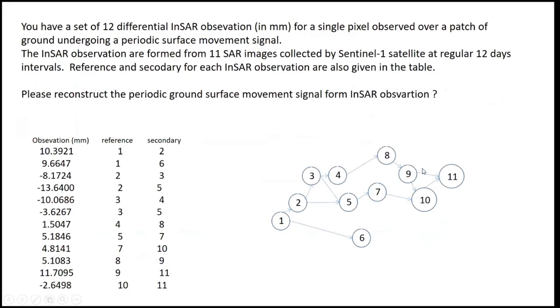Suppose you have a network like this one. We have observations as a function of time, so you have a set of differential observations in millimeters. At a single pixel here, we have 11 offsets, so we have 12 images, 1, 2, 3, up to 12. Then we can combine them into a certain network: between 1 and 2 we have an observation, between 1 and 6 we have an observation, and between 2 and 3 we have an observation. So as a function of time we have observations, and we can link them together like this. Then our job is to reconstruct the movement as a function of time.